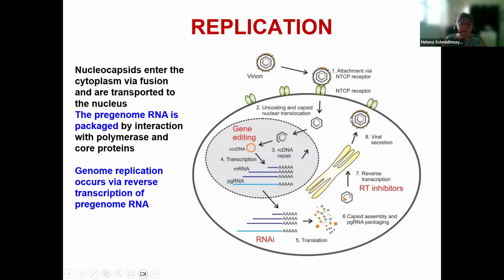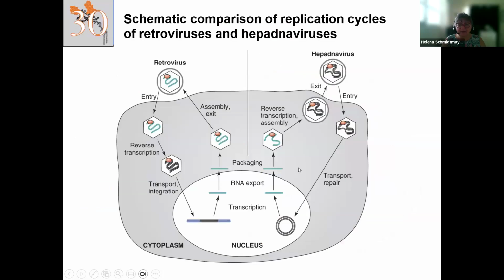So be aware that pre-genome RNA here is packaged by interaction with polymerase and core protein. So it is RNA which is packaged, and only afterwards reverse transcriptase starts to retrotranscribe that viral RNA into DNA.